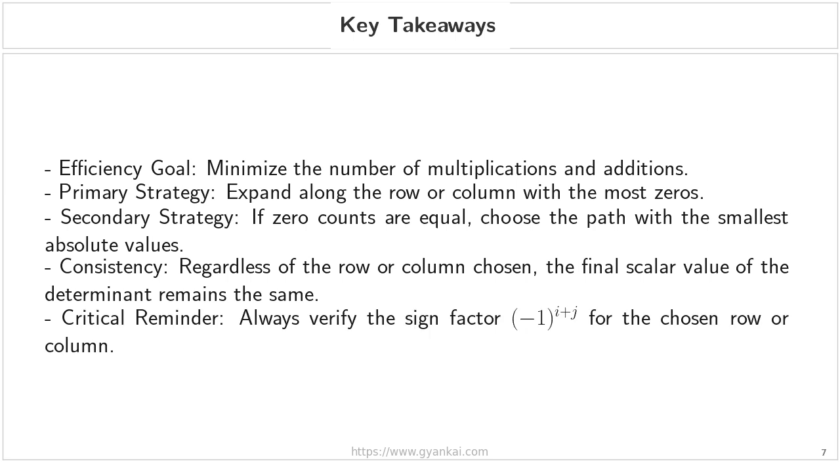Finally, I must leave you with one critical reminder. Never forget to verify the sign factor, which is -1 raised to the power of the sum of the row index and the column index. Even when using the most efficient path, a forgotten negative sign can lead you to the wrong answer.